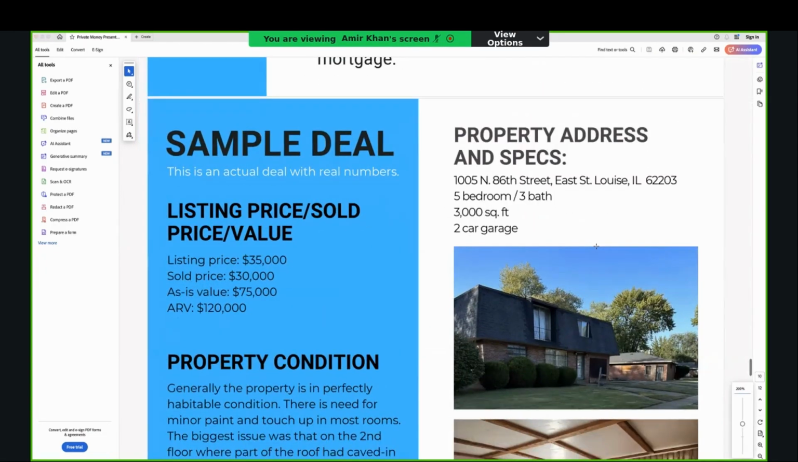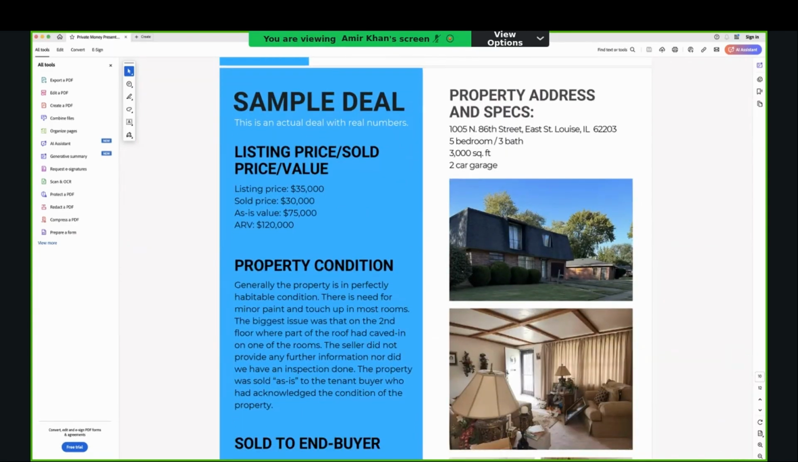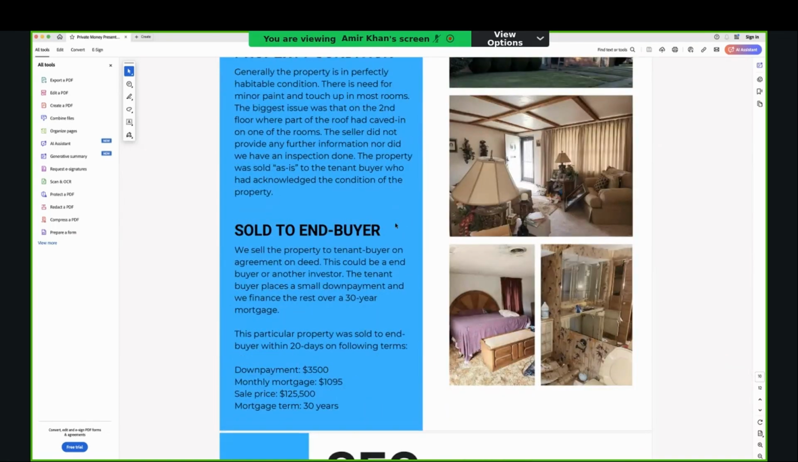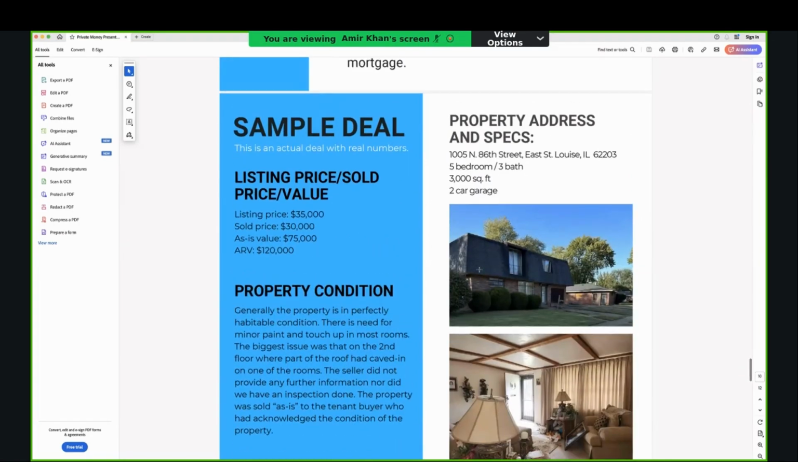This was actually my first deal that I did. And so you could have your sample deal, obviously pictures, what did you buy it at, what did you sell it at, what was the condition of the property, who did you sell it to, what was the down payment you got, what was the mortgage that you were able to get it for, all that kind of thing. It just makes it really, really real for the private money lender. Otherwise, you're just talking about hypotheticals, right? In my case, since it was my property, I actually had the address down there, right? So that's something you could do.